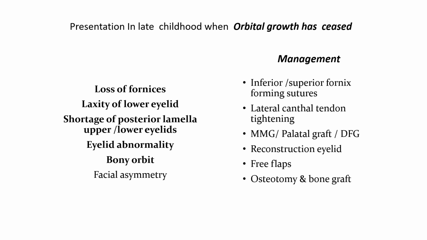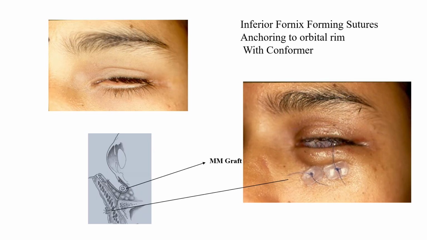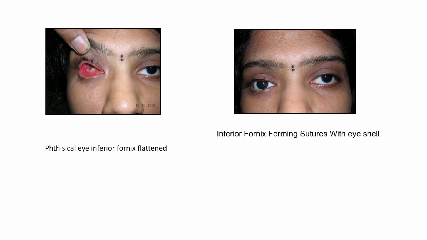Management: by doing inferior and superior fornix forming sutures, lateral canthal tendon tightening, MMG, palatal graft or DFG. Inferior fornix forming sutures, anchoring to orbital rim with conformer. In this eye, inferior fornix is formed, and eye shell could be placed once the sutures were removed.